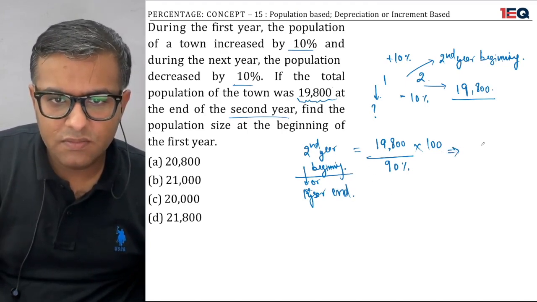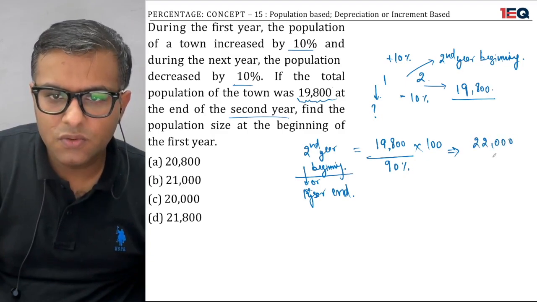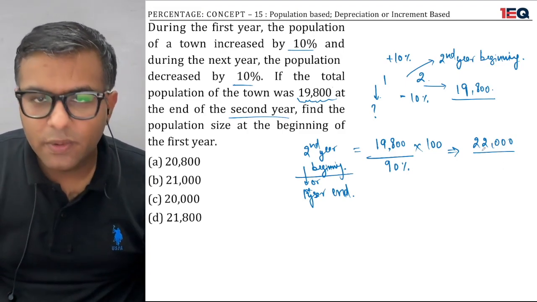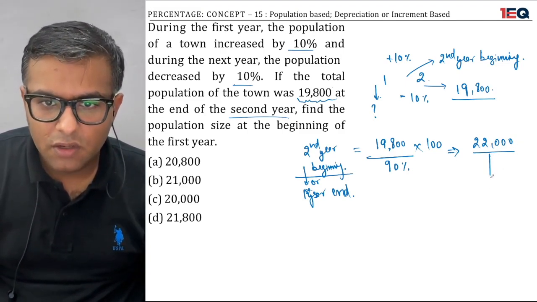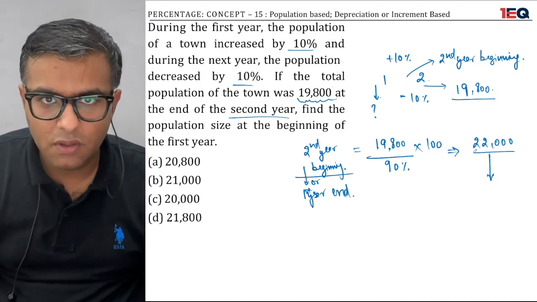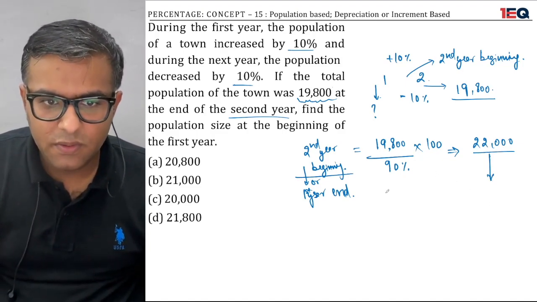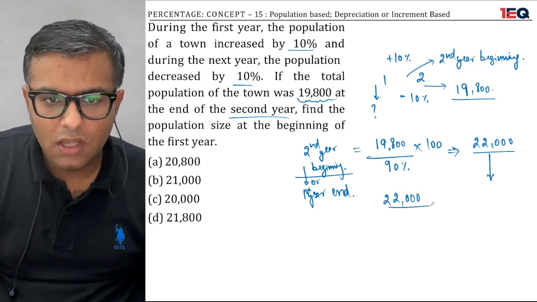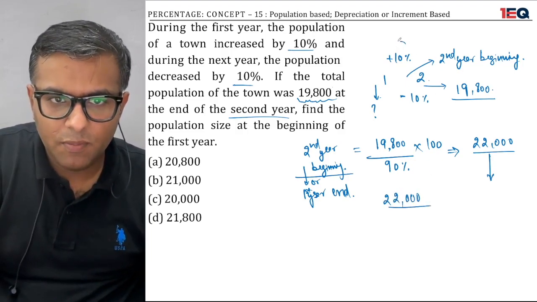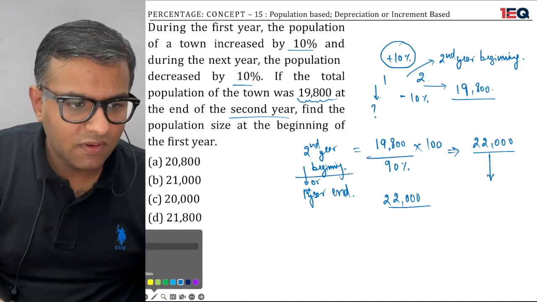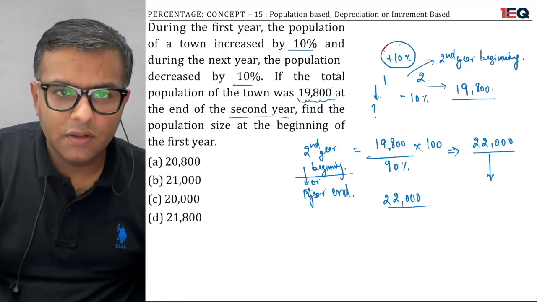So this comes out to be 9 to the 18, 9 to the 18, and 1000. So the second year beginning had 22,000 as the population. Taking one more step ahead, I'll give you a short way as well. Okay, need not worry about it. 22,000. Now this 22,000 has some component of a plus 10%.